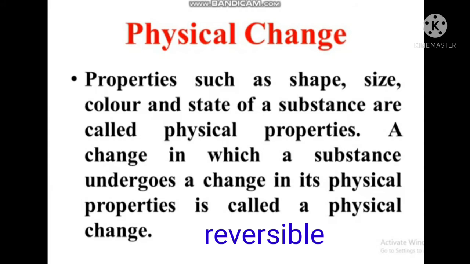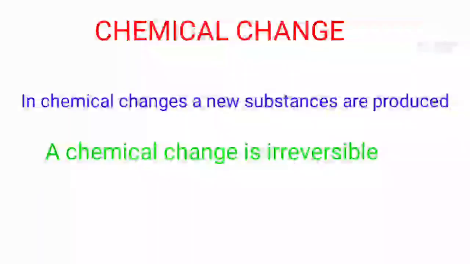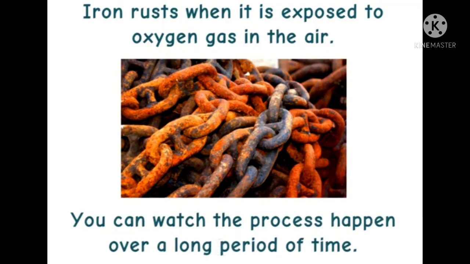Generally, physical change is reversible. In such a change, no new substance is formed. Moving on to chemical changes. In chemical changes, new substances are produced. A chemical change is irreversible. That means it cannot be changed back into its original substances. For example, rusting of iron. Iron, when exposed to oxygen gas in the air, undergoes a chemical reaction to form rust.